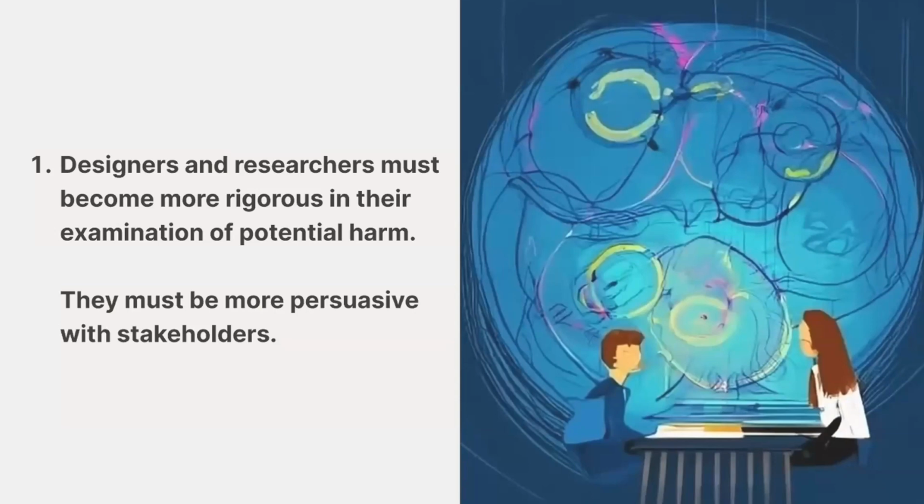Designers and researchers have to become more rigorous in their examination of potential harm. That's part of it. The other part of it is that we must be more persuasive with our stakeholders. We must embrace great communication, facilitation and conversation. We must be able to manage up, down, and across. That's a lot to ask of a junior UX designer, right? But it should become a larger part of our design education, should be foundational.